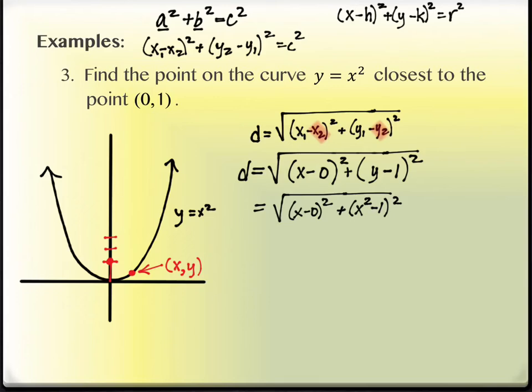Y is x squared. So there's nothing really special about this equation, y equal x squared. I could give you this exact same problem, and I could just give you a different equation, and we could do the same thing, right? I can give you a different point. It doesn't have to be the point 0, 1. We could do the same thing.